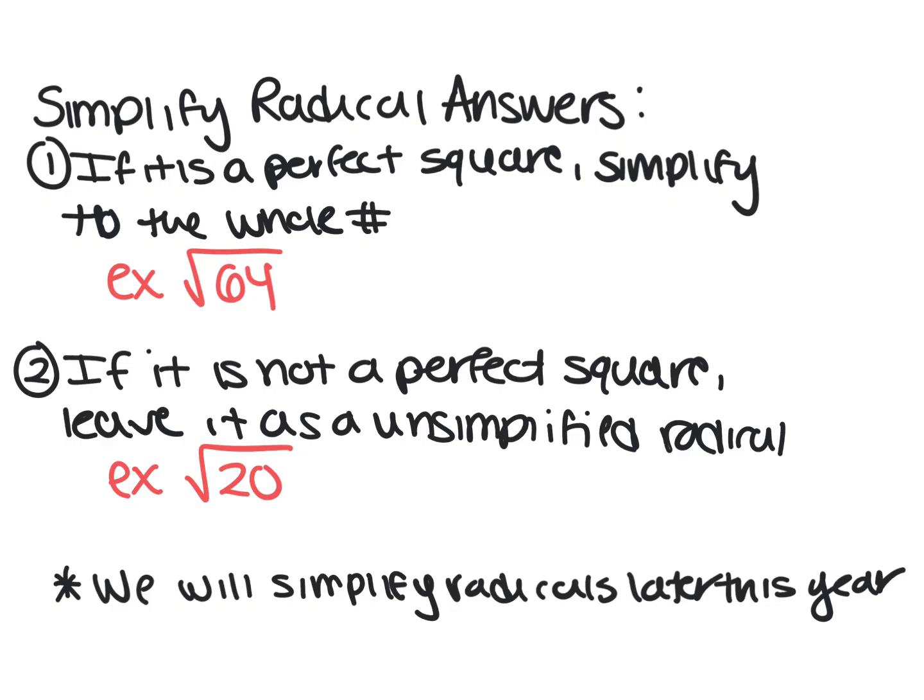If the radical is a perfect square, simplify to the whole number. So for example, if I take the square root of 64 and I type it into the calculator, it becomes 8. So your final answer here is going to be 8.